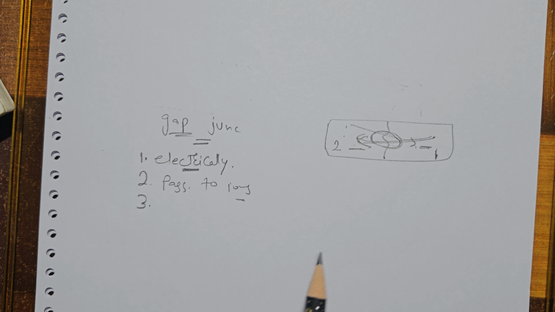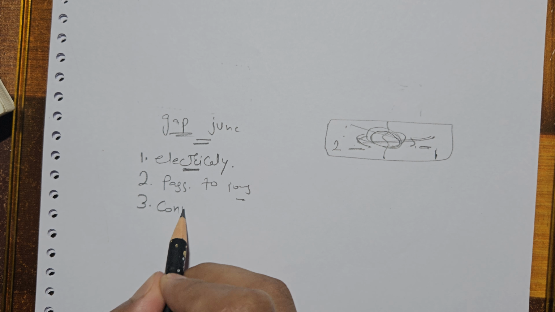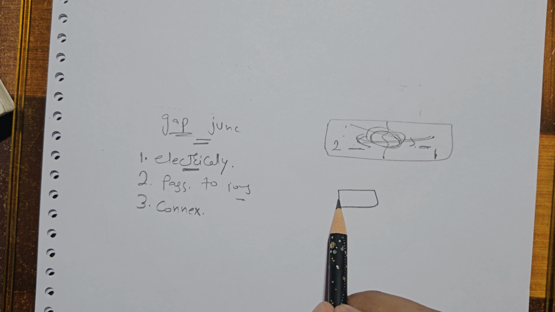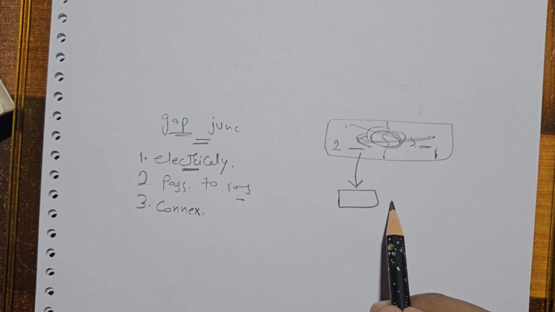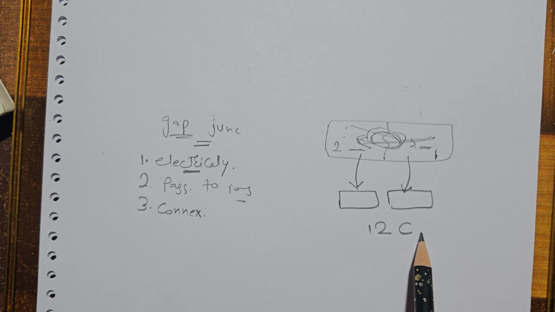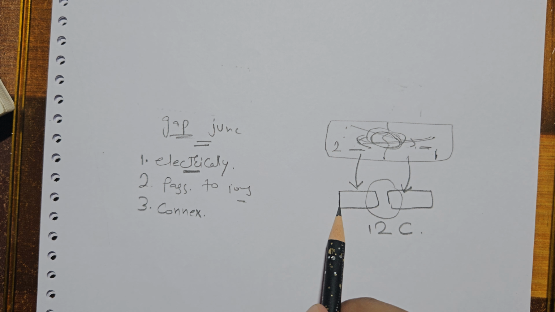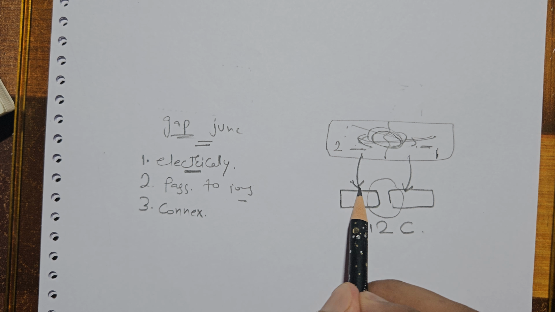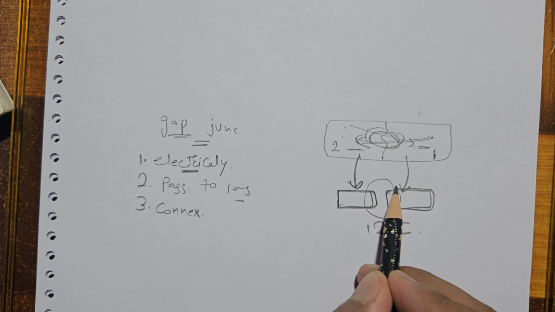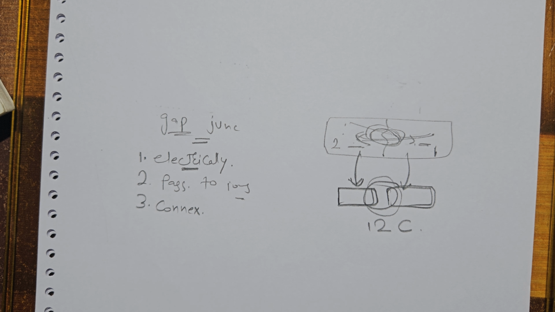The third point is that these gap junctions are made up of connexin proteins. Clearly, 6 connexin proteins from one cell. So this cell gives 6 connexin proteins, and 6 connexin proteins from another cell. So a total of 12 connexin proteins form one gap junction. These 6 connexin proteins from one cell form a hemichannel. So 2 hemichannels, one from one cell and another from another cell, form a gap junction. So these are 3 points in gap junctions.